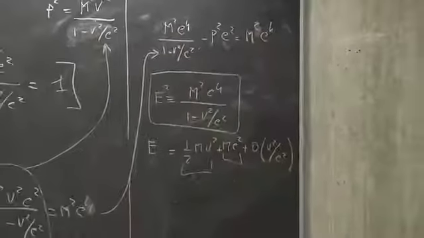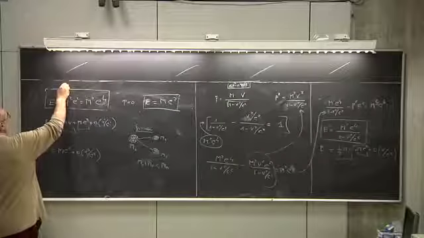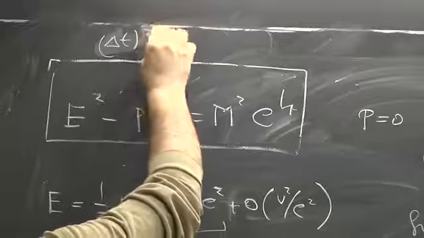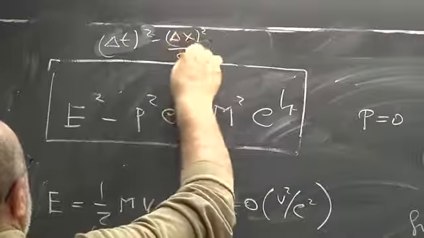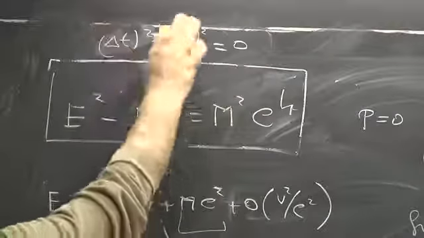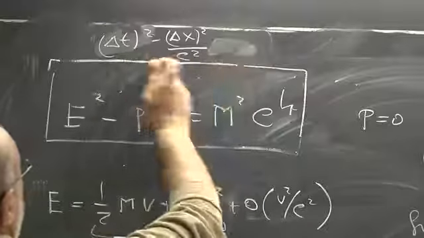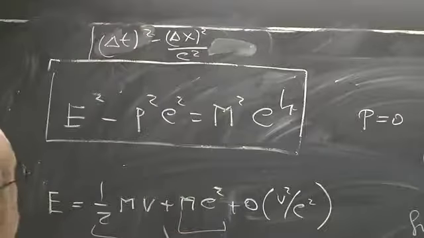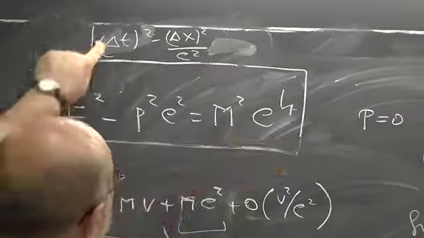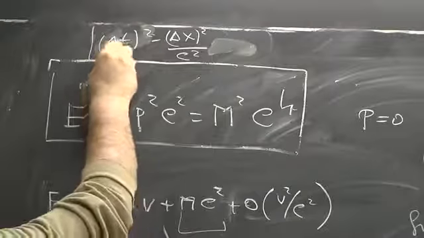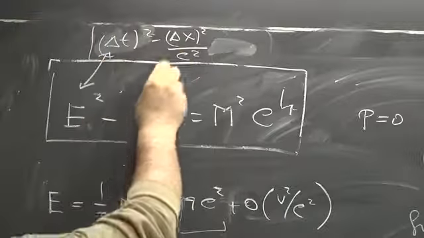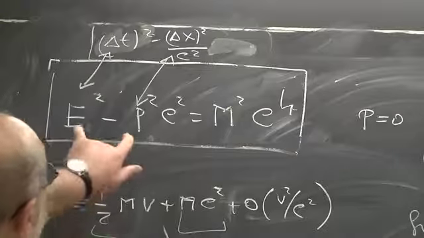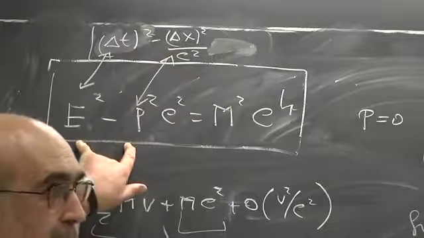Second, this relation is really the analog of delta t square minus delta x square c square, which is not equal to 0. This quantity is an invariant, a relativistic invariant. It does not change when we move from one frame to the other. The same here. This is exactly the analog. This is something like the t component of a vector, and this is something like the x component of a vector. And this quantity is invariant, another invariant relation under Lorentz transformation.